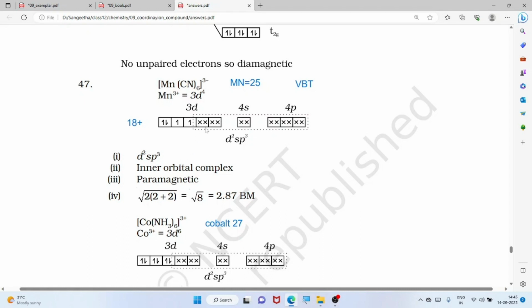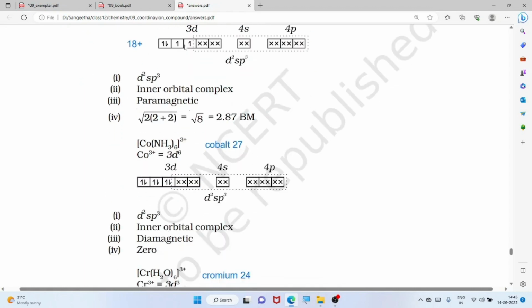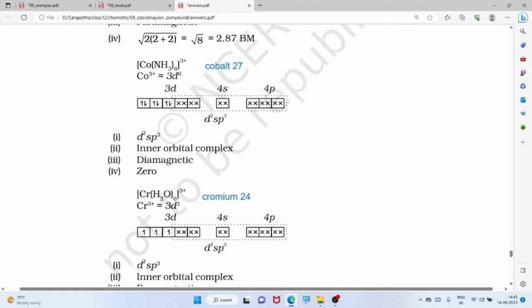Inner orbital, because the pairing starts from here. The cyanide ion bonding starts from the 3d itself. That is why these are inner orbital complexes. Paramagnetic, there is an unpaired electron, the magnetic moment is square root of n into n plus 2. So here you have diamagnetic, also inner because it starts from the 3d. Bond pairing starts from 3d. Because there is no unpaired electron, the magnetic moment is 0.